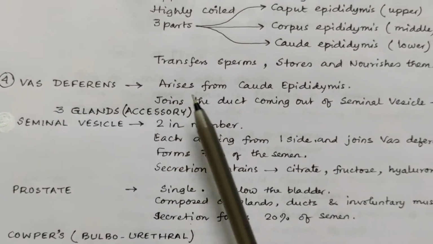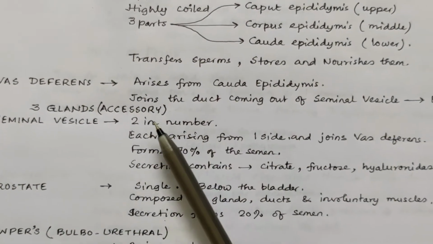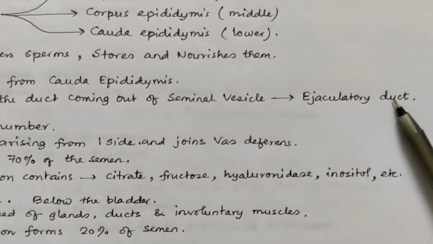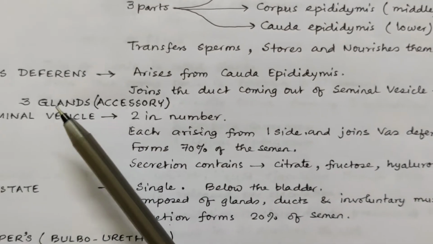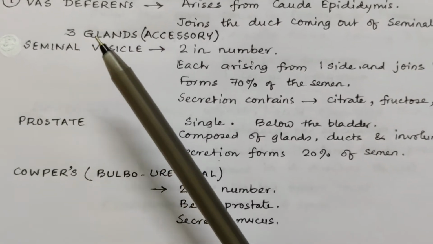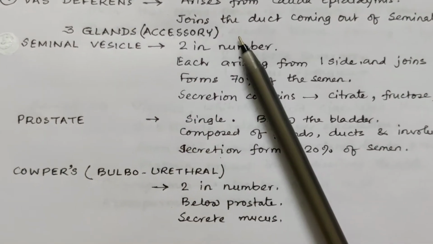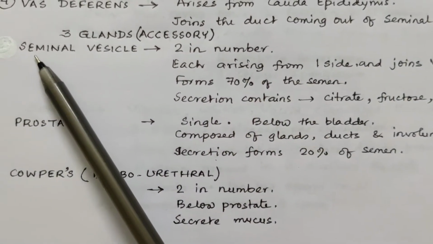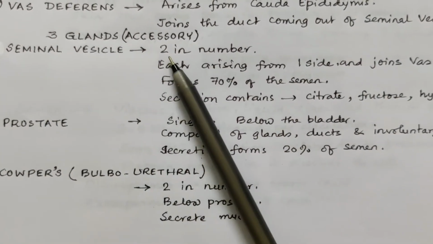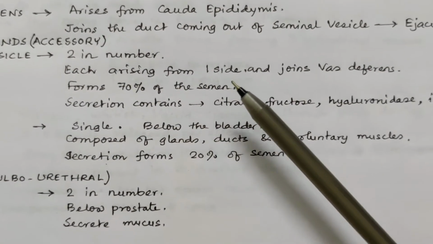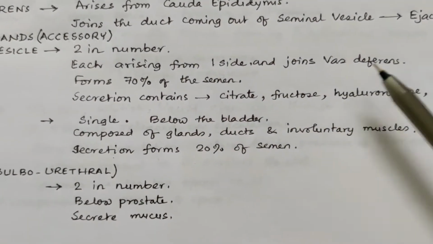Now, the vas deferens arises from the cauda epididymis. It joins the duct coming out of the seminal vesicle, called the ejaculatory duct. Now we have already learnt about ducts. Now there are three types of accessory glands. One is the seminal vesicle, which is two in number. They are in pairs, each arising from one side and joining the vas deferens.